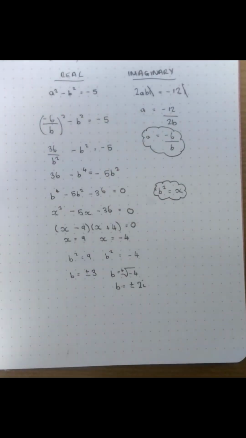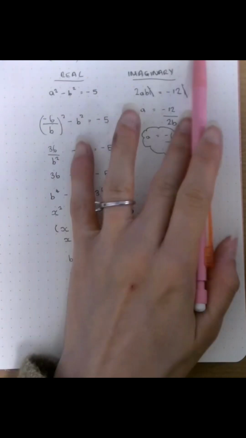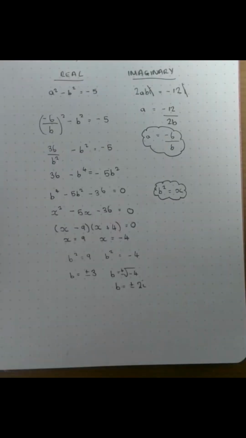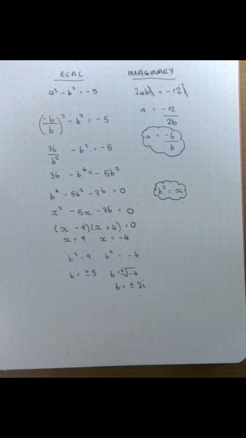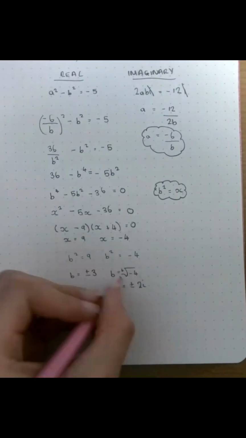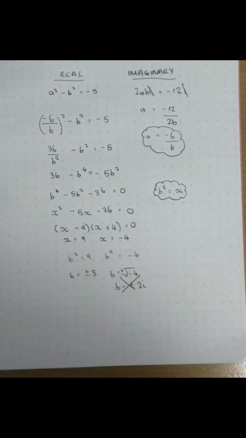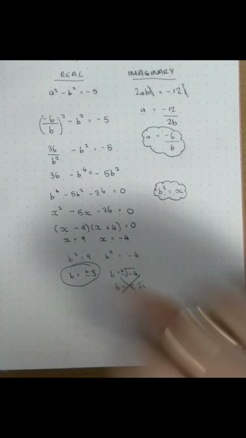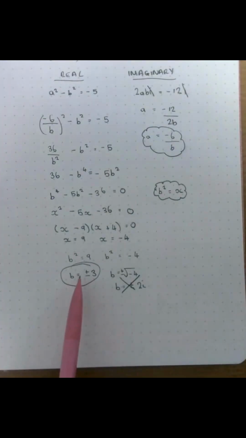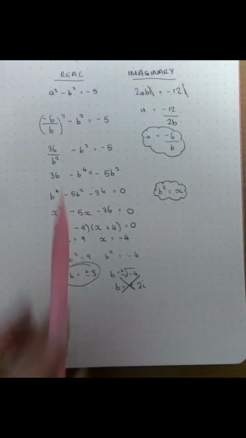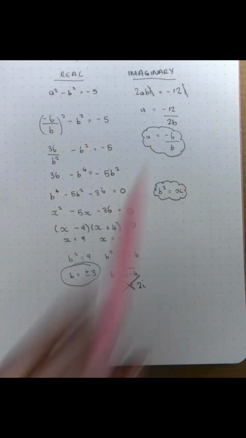But one thing I want to draw your attention to is, remember, a and b should be real numbers. So if we're getting b to be imaginary, we can ignore that bit, because a and b should be real. Let's now substitute this value here for b into one of these. I think I'm going to go with this one.